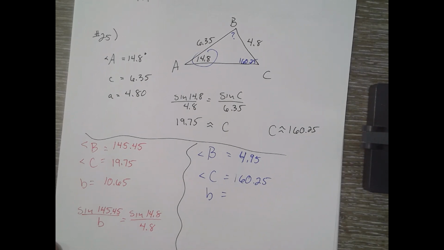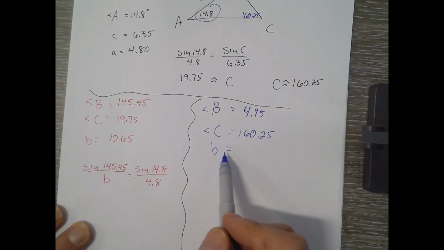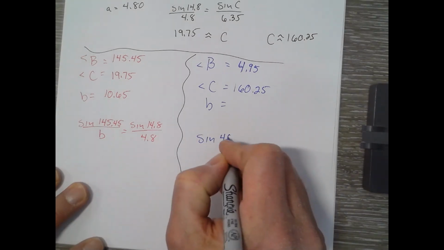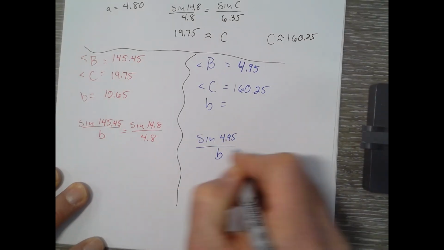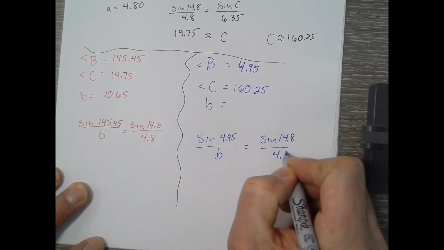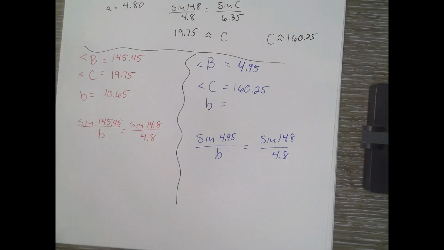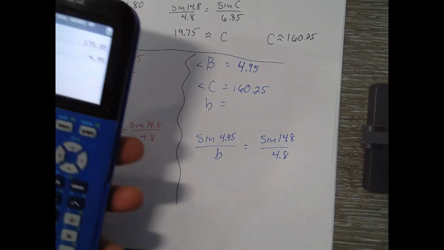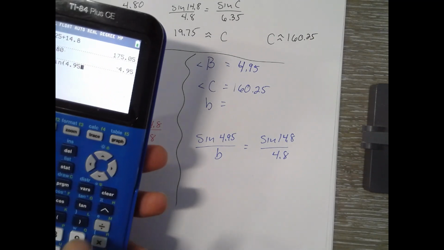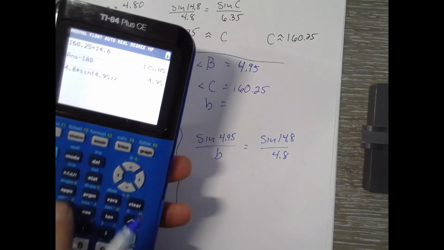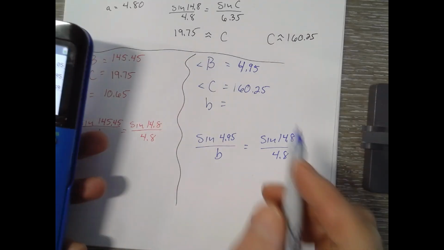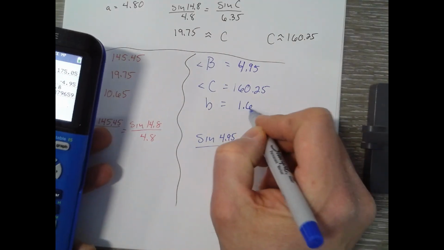Okay. And then the last thing we have to do is find side B. So sine of 4.95 over B equals the sine of 14.8 over 4.8. So 4.8 times the sine of 4.95 divided by the sine of 14.8. So B is a little guy, 1.62.